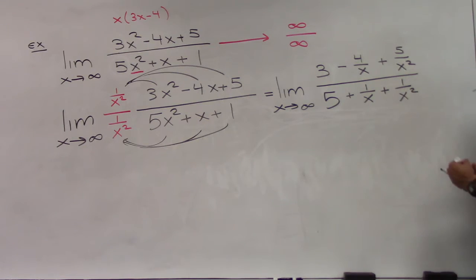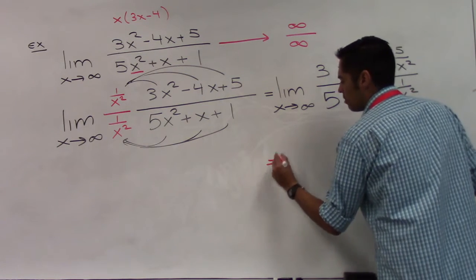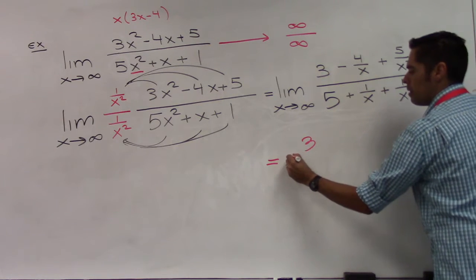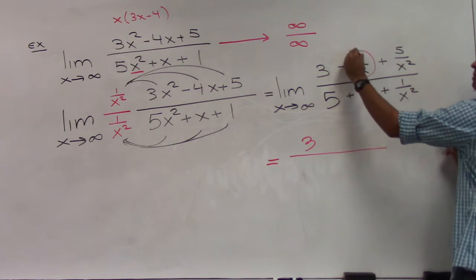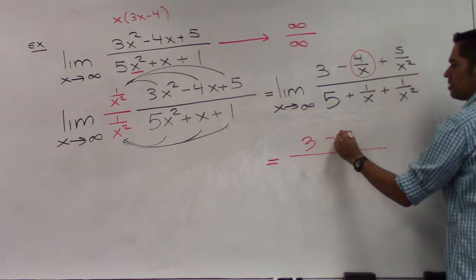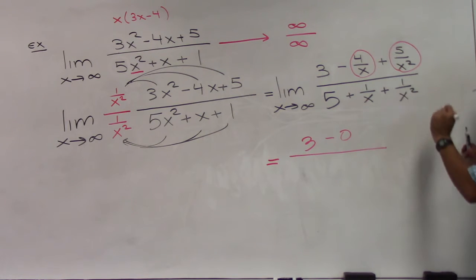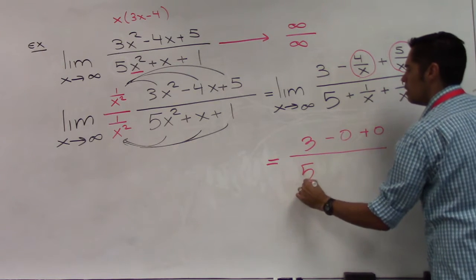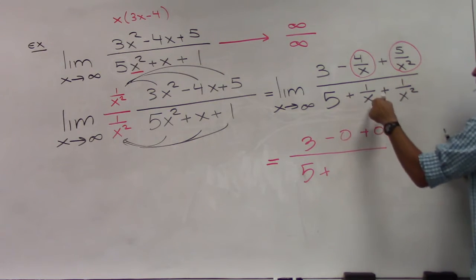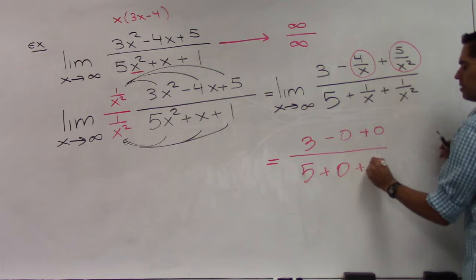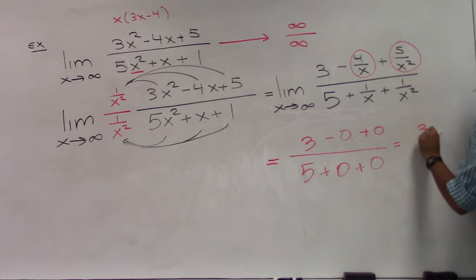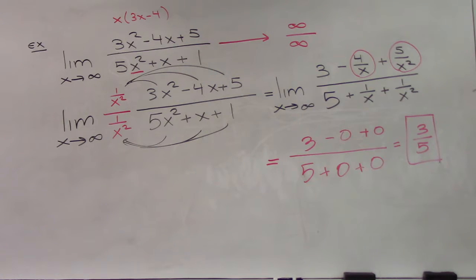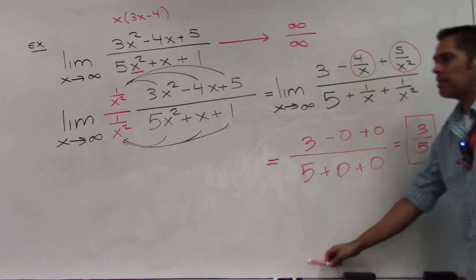When I take the limit, at this point I'm not going to write limit anymore. The top, the 3 stays. What did this one go to? 0, so minus 0. This one went also to 0. Over 5 plus 0 plus 0 again, and the answer is 3/5, which is just exactly what they told you in college algebra, right? And that's why it always worked in college algebra.